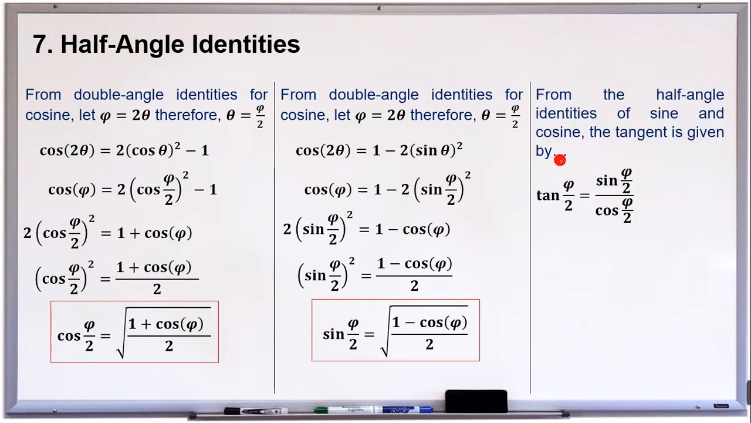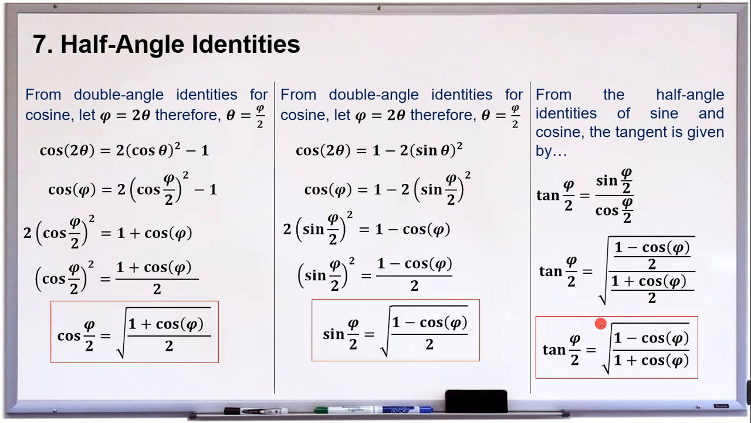For the tangent, you'll simply take the ratio of the sine of the half angle and the cosine of the half angle, and then substitute. So for the sine of the half angle, substitute this expression right here, 1 minus cosine phi over 2. And then for the cosine of the half angle, substitute this expression, 1 plus cosine phi all over 2. Now, since the 2 is common to both the numerator and the denominator, that will be cancelled out, leaving the square root of 1 minus cosine phi all over 1 plus cosine phi. So this is the first form of the tangent of the half angle.